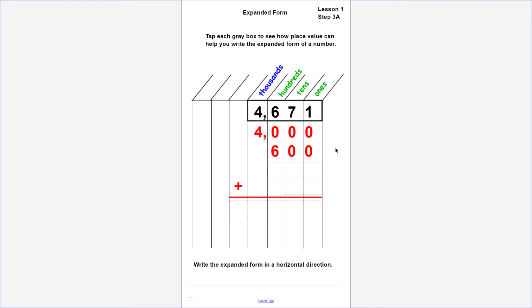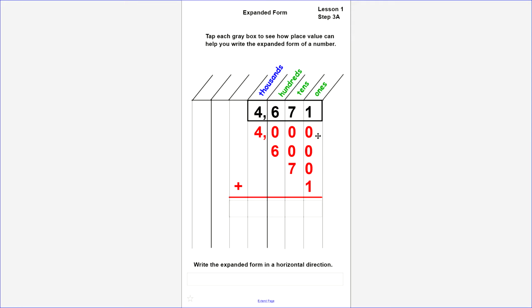Now I'll think about the tens place. I see that there's a 7 in the tens place. I know that the value of 7 tens is 70. Finally, I'll think about the ones place. I see that there's a 1 in the ones place. I know that the value of 1 is 1.